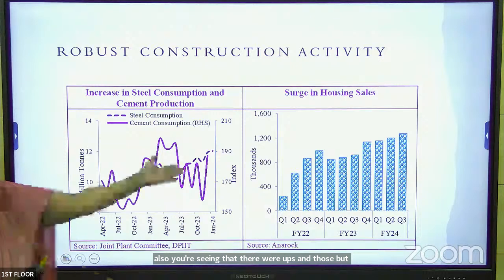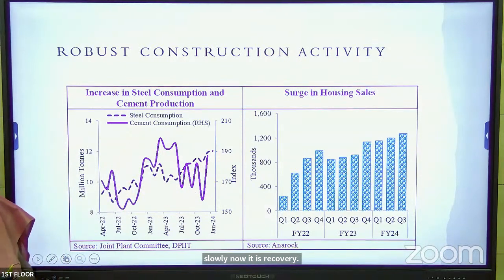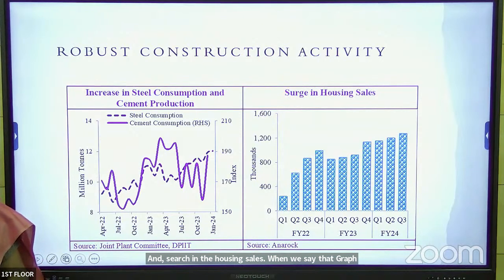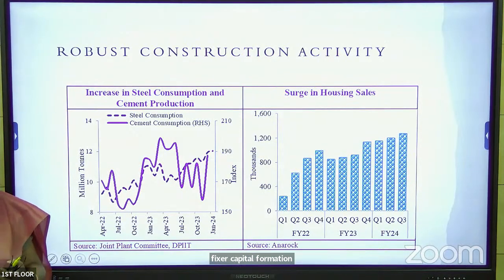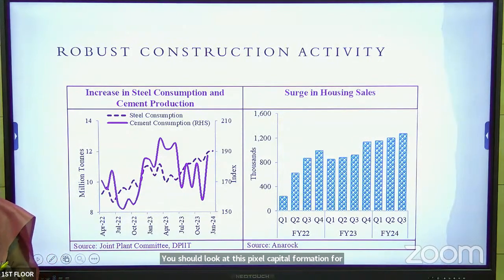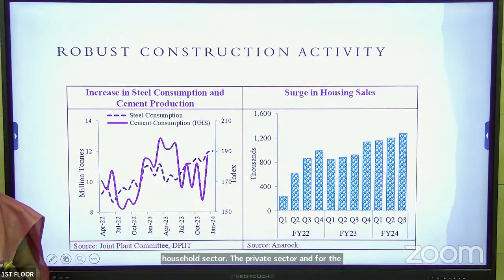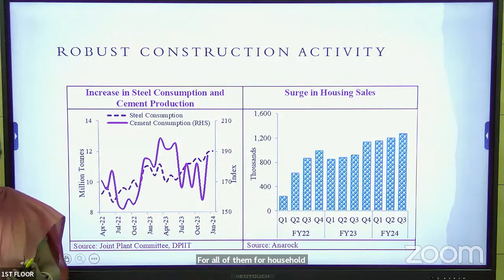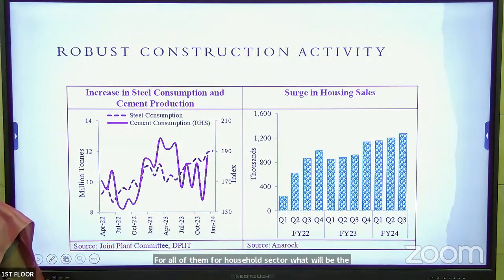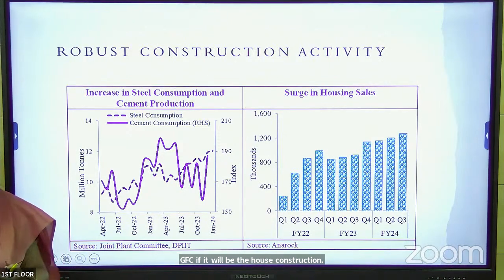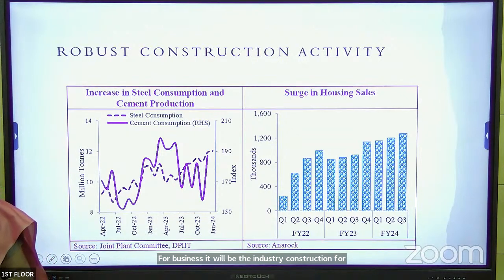And the surge in housing sales. When we say gross fixed capital formation, you should look at fixed capital formation for the household sector, the private sector, and the government sector, for everybody. For the household sector, what will be the GFCF? It will be house construction. For business, it will be industry construction. For services also, they can do the construction. So everywhere, construction is becoming a part of the GFCF.